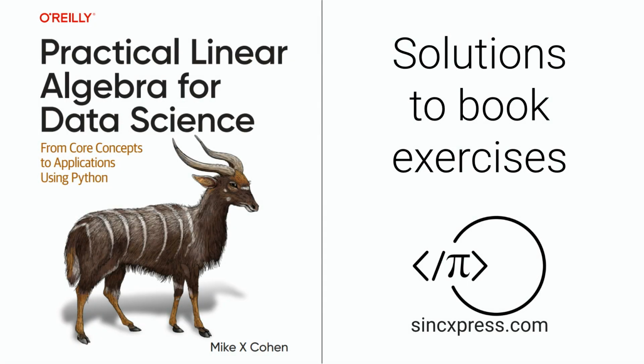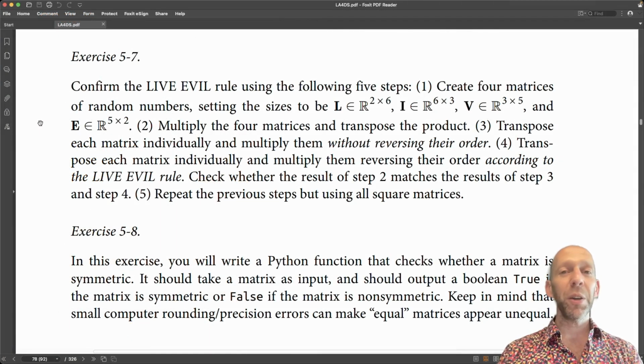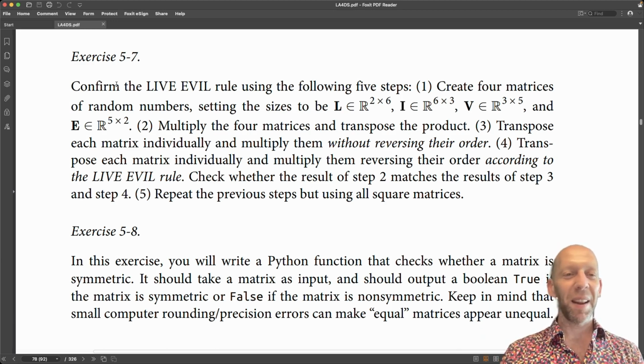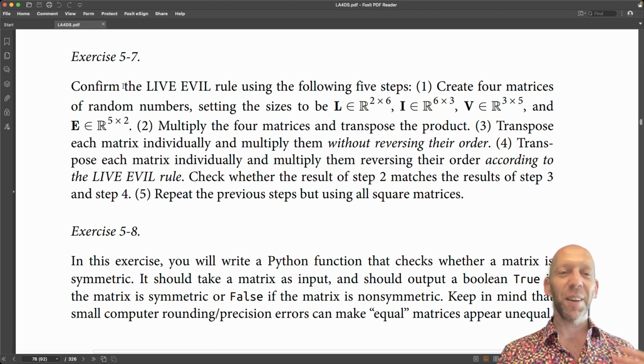Exercise 7 of Chapter 5 is focused on empirically confirming the live evil rule. Now, I don't know if the live evil rule is my favorite rule in all of linear algebra, but it's probably the one that I like talking about the most, just because of the name. So what we are going to do in this exercise is confirm the live evil rule using a set of matrices.